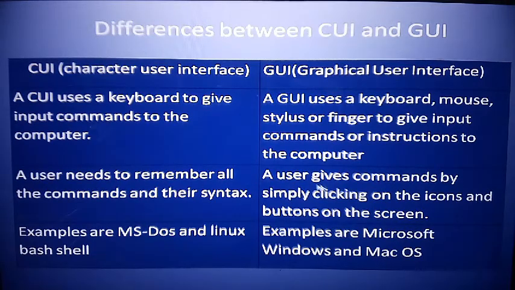But in GUI you give the command by a simple click. Only with the help of a mouse click you can give the command, and icons and buttons are all seen on screen. So you select whatever you want, only click. But in CUI, if you want to open something, you write the command, you learn the command. In GUI you give commands with the help of the mouse only. Examples: MS-DOS, Linux. MS-DOS is a Microsoft operating system, but Microsoft Windows and Mac OS are GUI examples. This one is very easy, but the other is very tough.